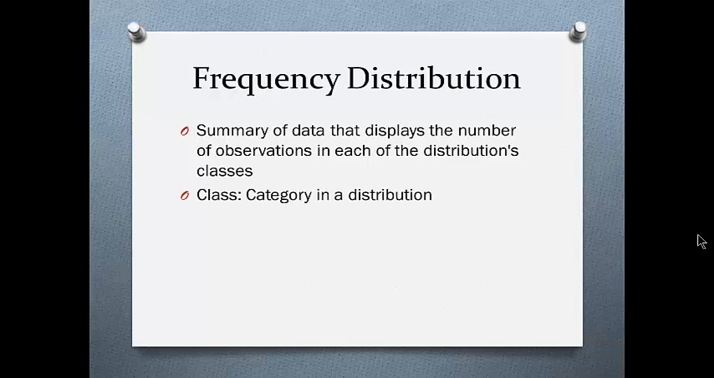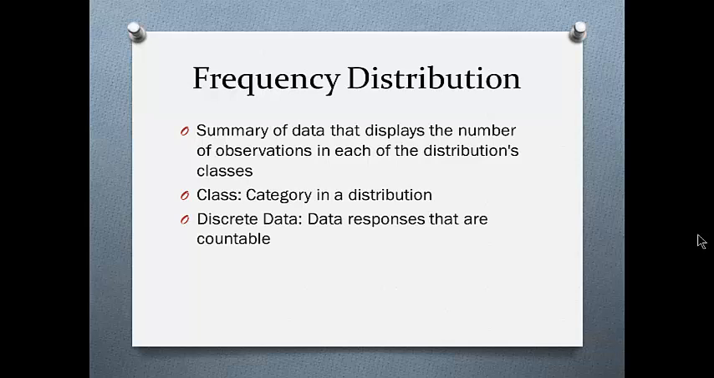What are classes? Well, classes are just the categories in the distribution. So for the data we were looking at, the number of coffee drinks, we'll have a category that says how many people had 1 coffee drink, how many people had 2 coffee drinks, how many people had 3 coffee drinks in the week. And the classes are the categories, 1, 2, 3, 4, 5, the number of coffee drinks.